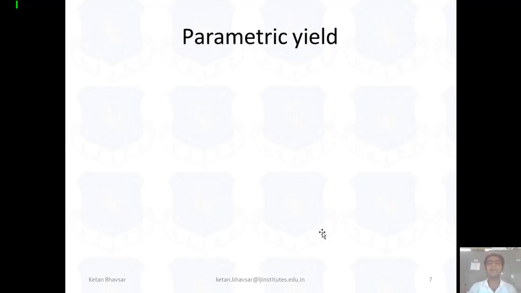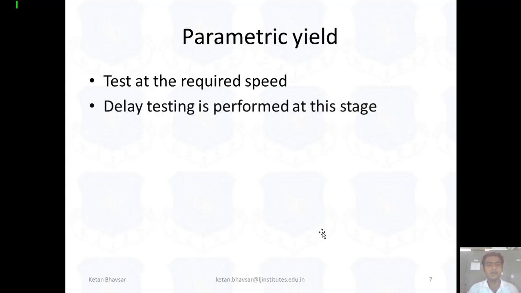Now we're talking about the parametric yield. Test at the required speed. Now suppose you are designing a chip which works on a 16 megahertz external crystal, then you have to check that your speed at 16 megahertz is working properly. Delay testing is performed at this stage.